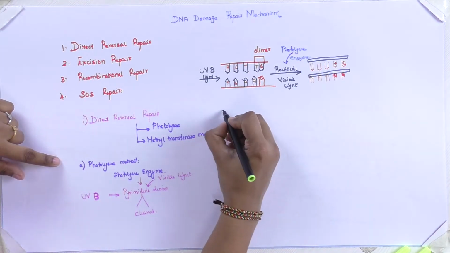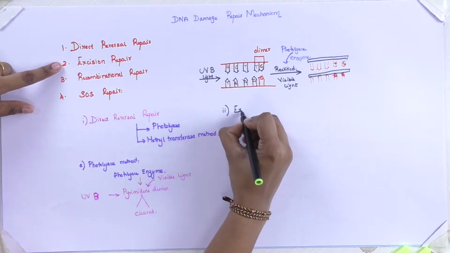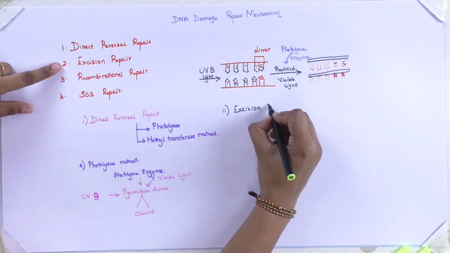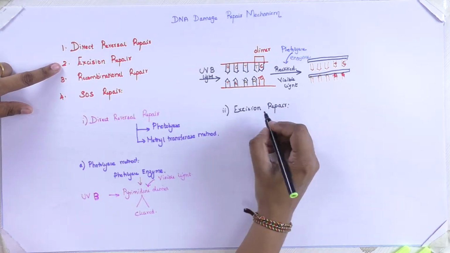The second process is excision repair. DNA damage repair mechanisms are divided into four: direct reversal method, excision repair, recombinational repair, and SOS repair. So far we have seen the direct reversal method, the photolyase method. Photolyase is an enzyme which gets activated in the presence of visible light, and it cleaves the pyrimidine dimer formed because of UV light. So the dimers get split up, the process becomes normal, and your DNA damage has been rectified.